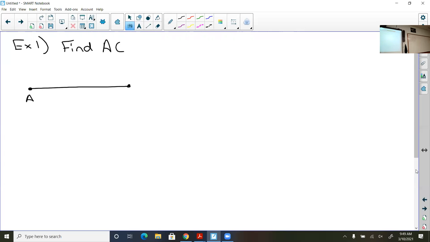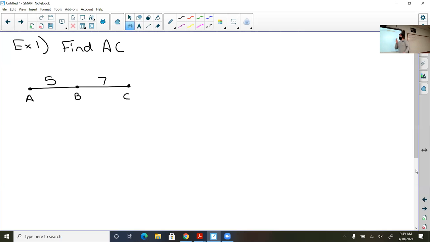So in this problem, it's given me some information. It's saying find AC. Now, since it's saying find AC, it's not asking you to say, there it is. They're actually asking you to find the measurement of AC. Now, no, you don't have to take out a ruler and measure this, because also in the problem, they're going to tell us that AB is 5 and BC is going to be 7.